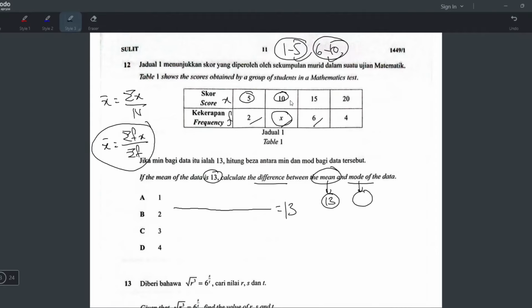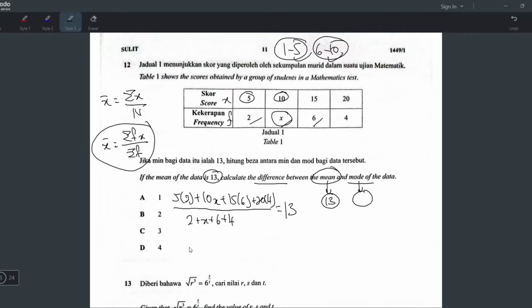But this one, dia tak ada class. So 5, 2, you can just straight away darab 5 times 2 plus 10 times X, which is 10X, plus 15 times 6 plus 20 times 4. Because what does 5-2 mean? It means 5 muncul 2 kali, and then 15 muncul 6 kali, 20 muncul 4 kali. So instead of taking 20 plus 20 plus 20 plus 20, I straight away just take 20 times 4 like that. Over the total frequency, which is 2 plus X plus 6 plus 4.